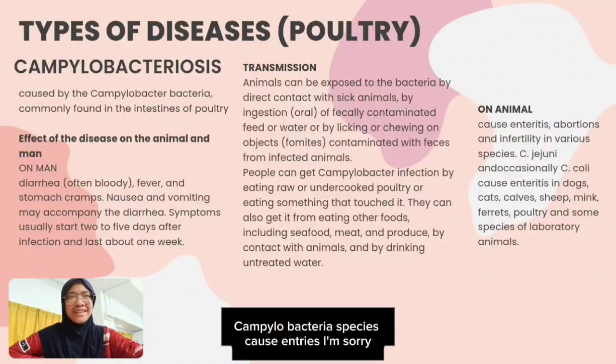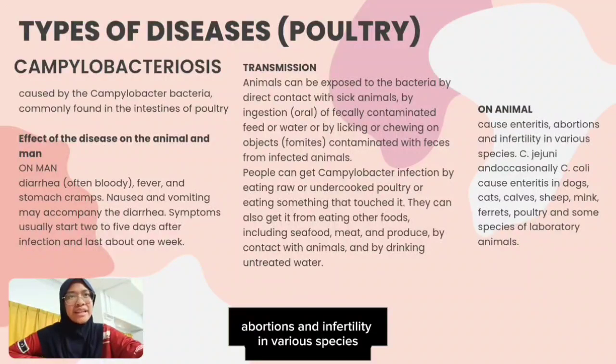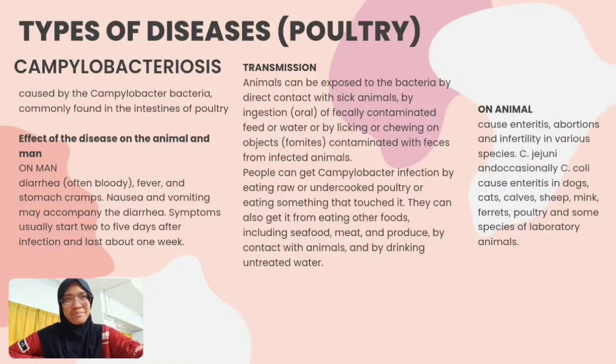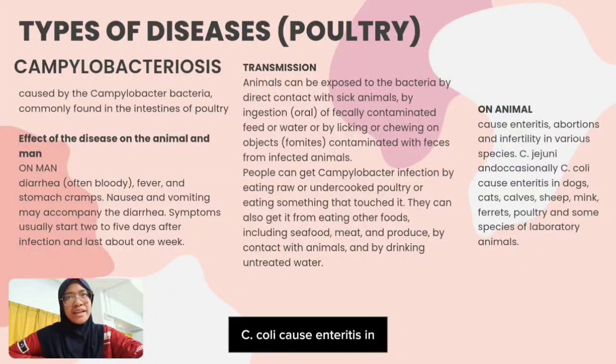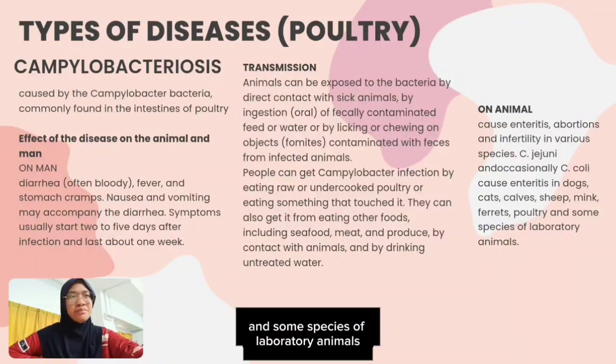Campylobacter species cause enteritis, abortions, and infertility in various species. Campylobacter jejuni and occasionally Campylobacter coli cause enteritis in dogs, cats, calves, sheep, mink, ferrets, poultry, and some species of laboratory animals.